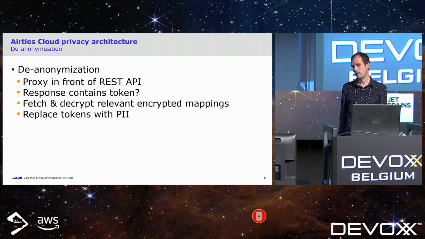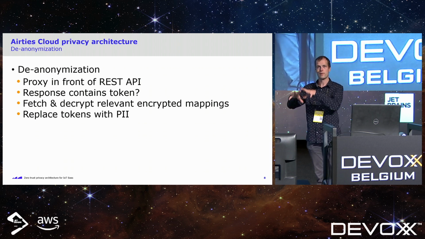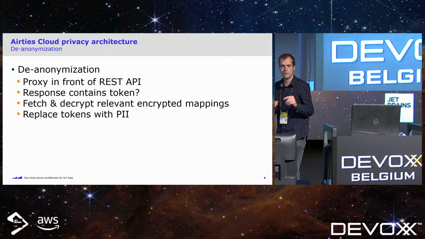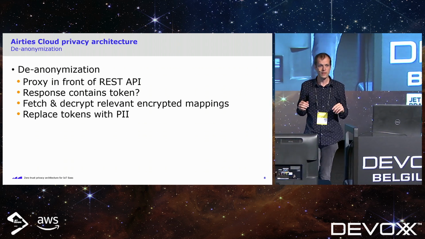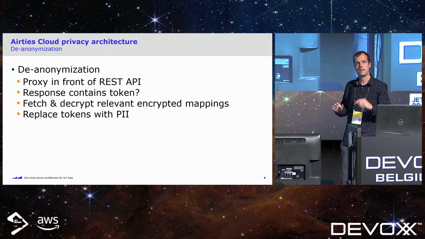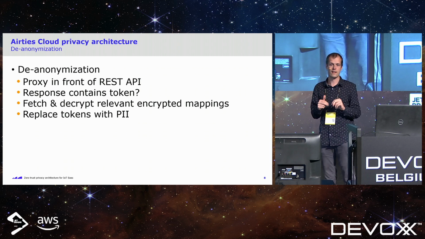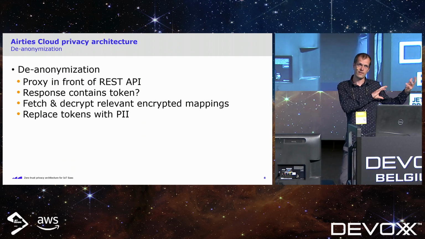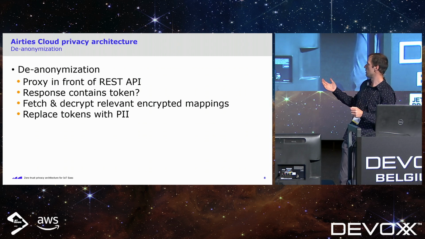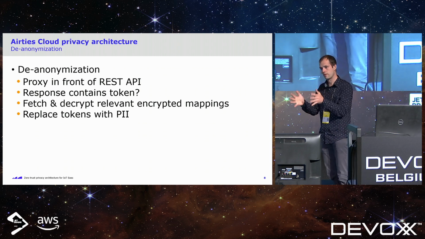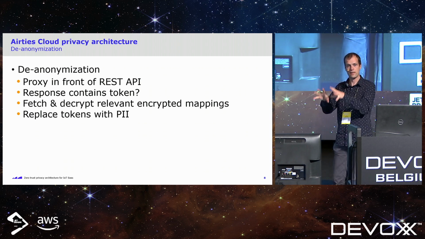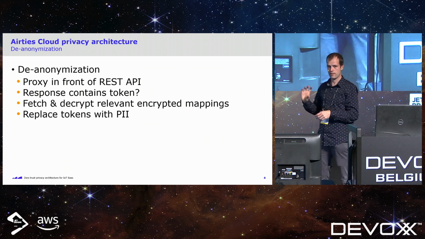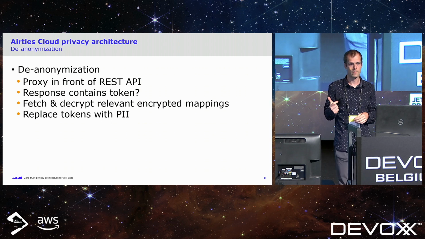Also for de-anonymization, instead of doing the de-anonymization, for example, inside our REST API, we use a proxy in front of our REST API, which does not know anything about the real content of the data, but it sees in the JSON response a token, and it also has some metadata to know for which privacy sessions this token could belong to. And so once we receive a response which contains a token, we download the privacy sessions, decrypt them at that proxy level, and replace the tokens with personally identifiable information.